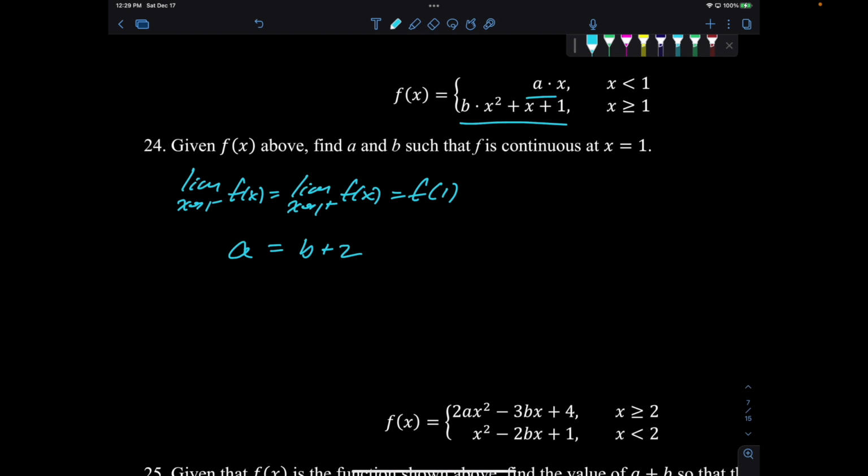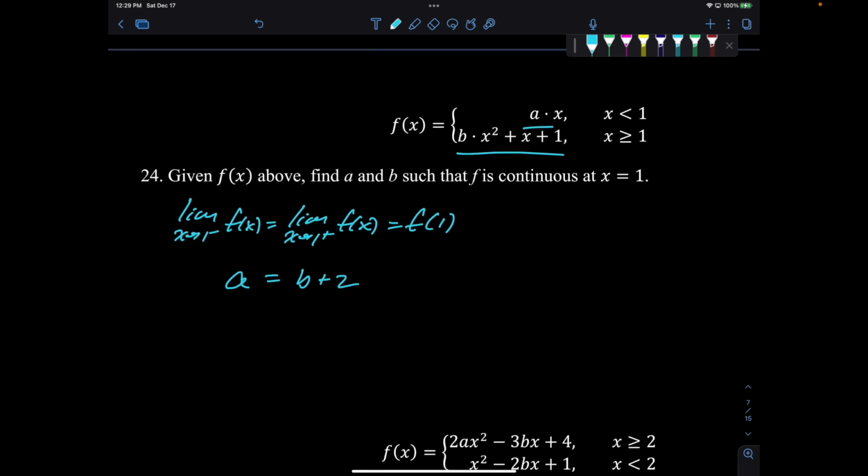Find a and b. So I just got a is equal to b plus 2 at 1. So as long as a is equal to b plus 2, is that true? I think that's true. I don't think we can find a and b. I think we can just find a relationship between a and b. I wonder if it was supposed to be differentiable. Would differentiable work? You know what, let's just leave it as this. We'll find a relationship between a and b.